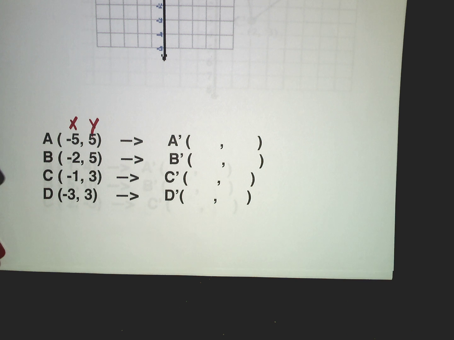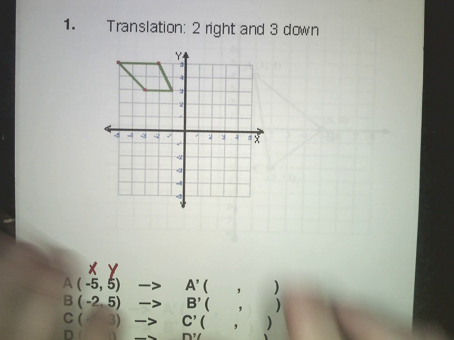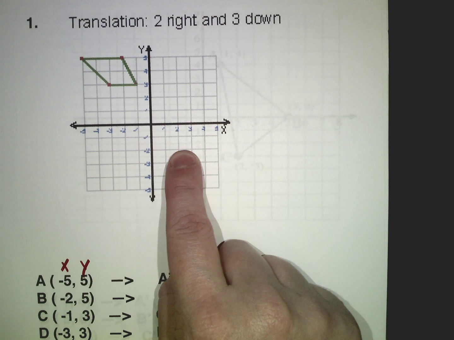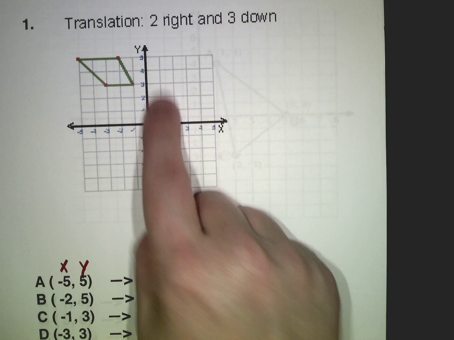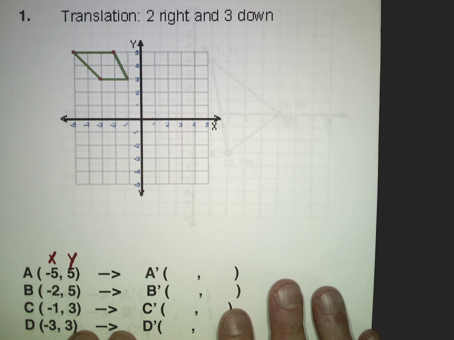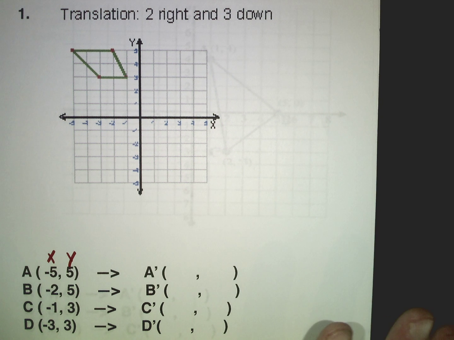Now, a translation. Let's review this real quick. A translation is a movement. It's moving something. In this case, it's going to move 2 right and 3 down. Now, if you have graph paper, there's a way to do this with graph paper. I'll go with that after I do the math one. But if you don't, it's still doable.